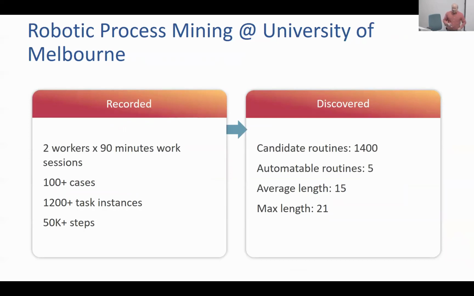We did a pilot at the University of Melbourne with the admissions office, and by recording 90 minutes of 2 different workers, we were able to identify 5 automatable routines for which one could produce scripts that can be executed in a robotic process automation platform to execute those routines that these workers are doing.